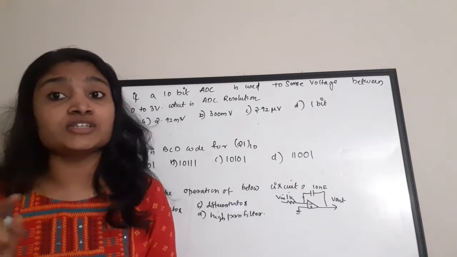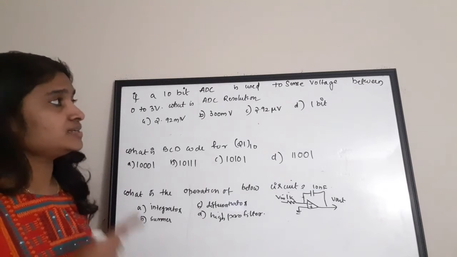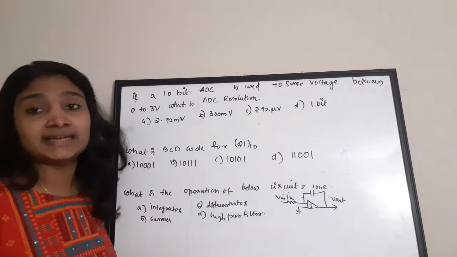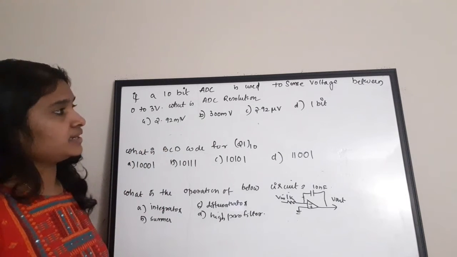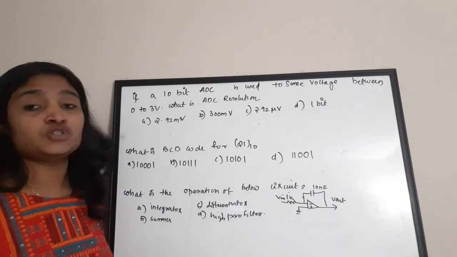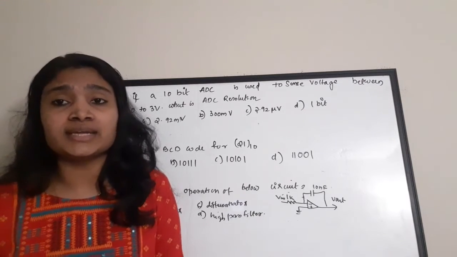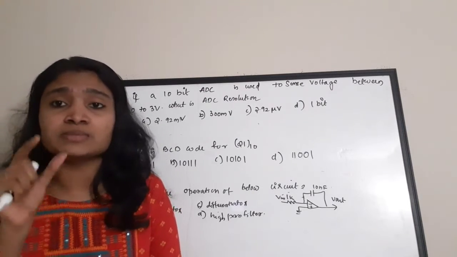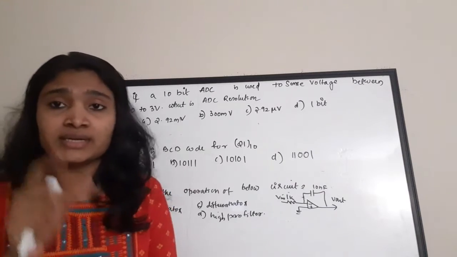The question that we are going to discuss today is this. If a 10-bit ADC is used to sense voltage between 0 to 3 volt, what is the ADC resolution? A. 2.92 millivolt, B. 300 millivolt, C. 2.92 microvolt, D. 1 bit. Okay, so we can express ADC resolution in terms of bits and also in terms of voltage. That is the minimum voltage the ADC can detect, or the minimum change in voltage the ADC can detect.